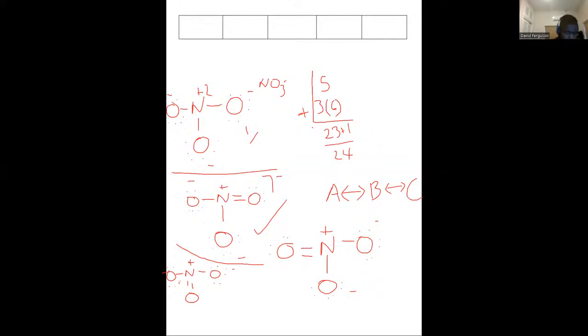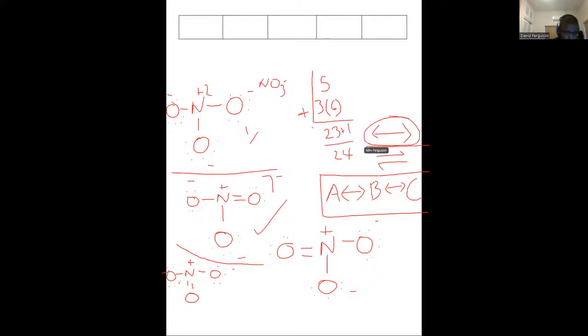So that's how you know that you are drawing resonance structures, as opposed to, so the arrows, these are the arrows for resonance. And these are the arrows for equilibrium. I'm just noting this because it's important to know the difference. So this is resonance. These are resonance arrows.